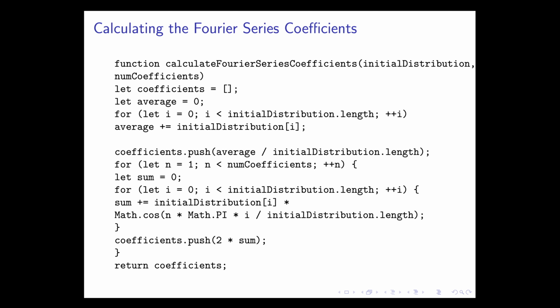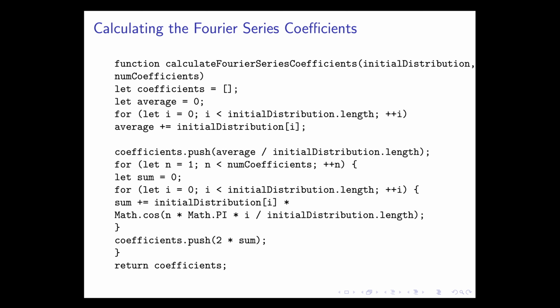And here's where we do this. This function calculates the Fourier series coefficients. We first make an array to store all the coefficients. And then the A naught is just the average. So we just sum up all of the points in the initial distribution, and then we push the average, divided by the length, which is just what an average is, into the coefficients. So that's how you get the first component.